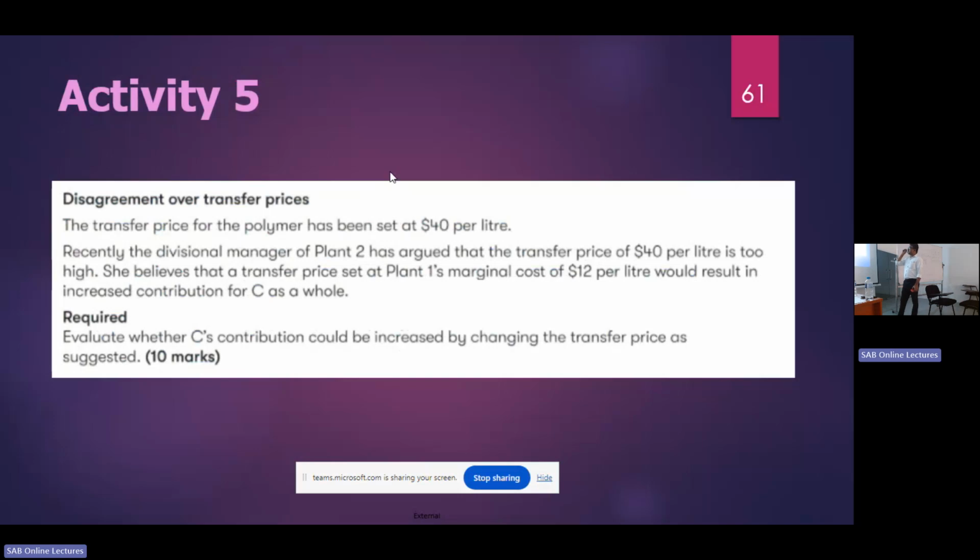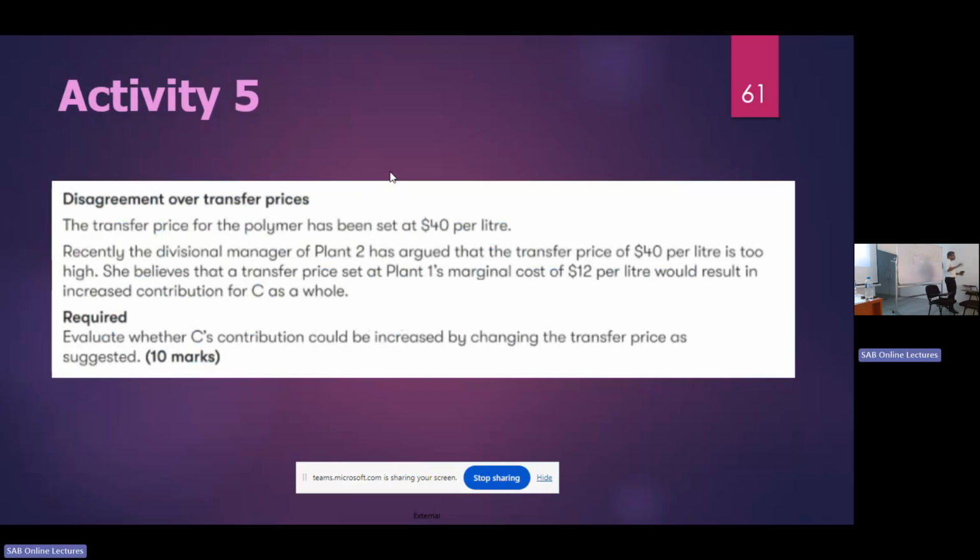And recently, the division manager of plant 2 argued that the transfer price of 40 per liter is too high. She believes that setting the transfer price at plant 1's marginal cost of 12 per liter would increase the contribution for C, the company as a whole. Right? The plant 2 manager says that when you give it at 40, our cost becomes 64. In the first scenario, 200 minus 64 gives a contribution of 136. They look at the contribution in the three cases and produce the one with the highest.